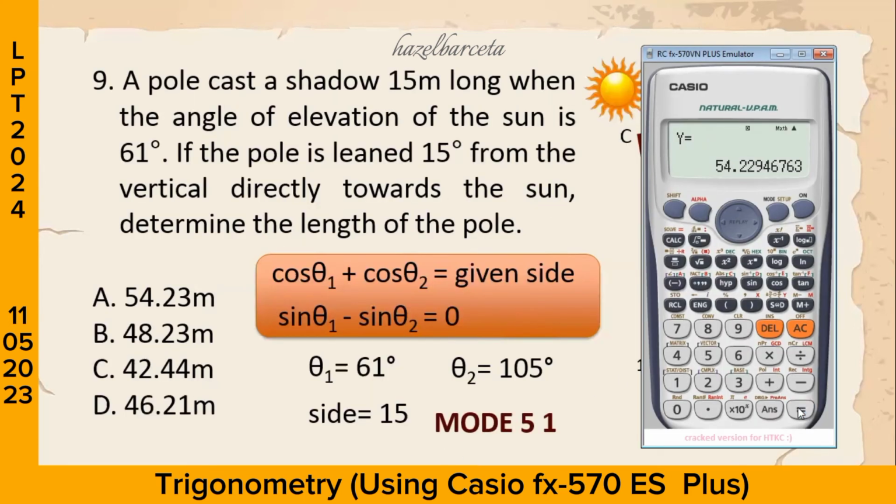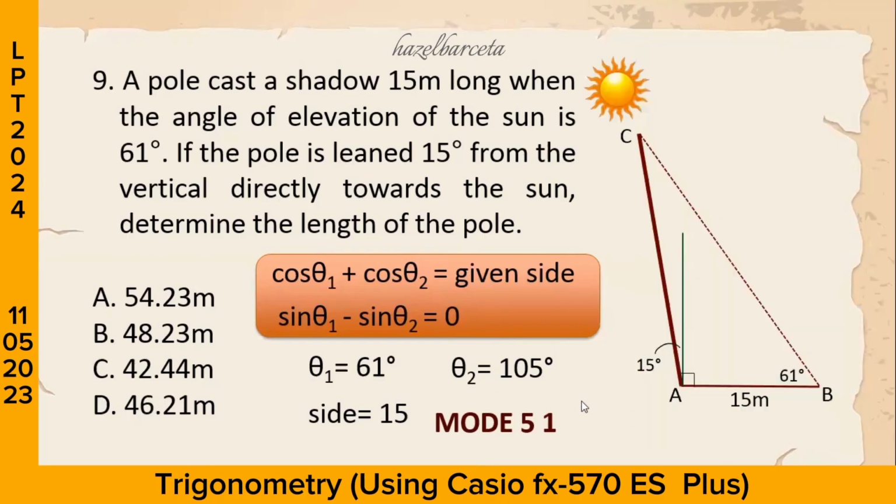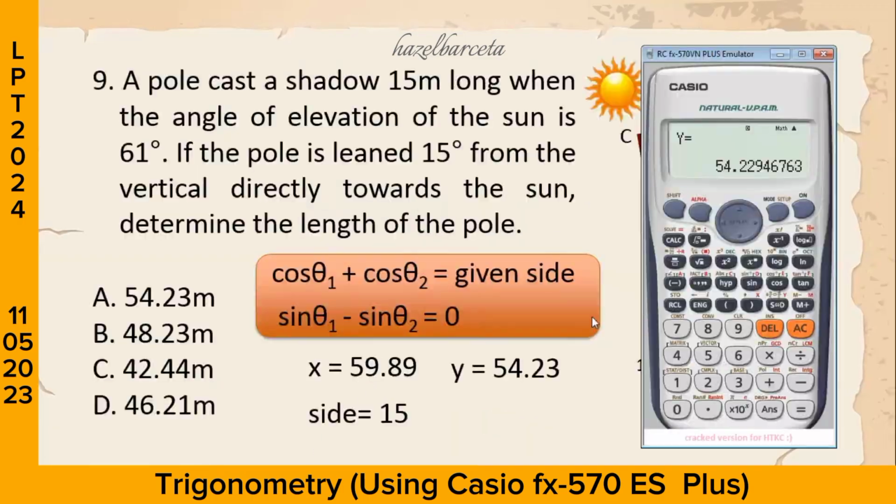59.89 and 54.23. So, dalawa. Okay. So, x 59.89 and 54.23. So, here is our 59.89 x and y 54.23. So, paano po natin malalaman kung sino si x, y?